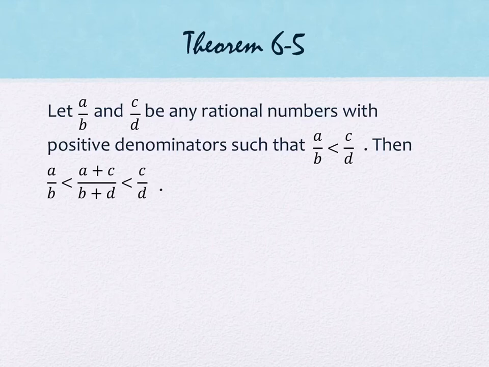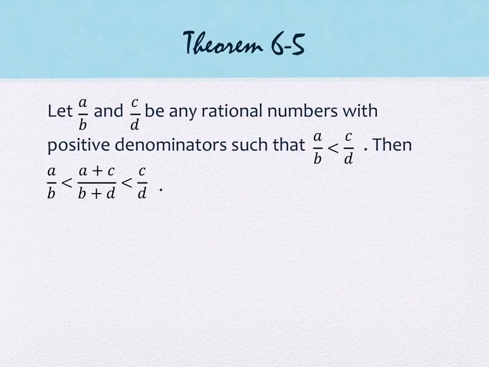So this actually tells us a very nice way of finding a rational number in between two rational numbers. So if a over b is less than c over d, then you can actually add the two numerators together, and you can add the two denominators together, and you can set up another fraction, and it will be between the two fractions that you had to start with.